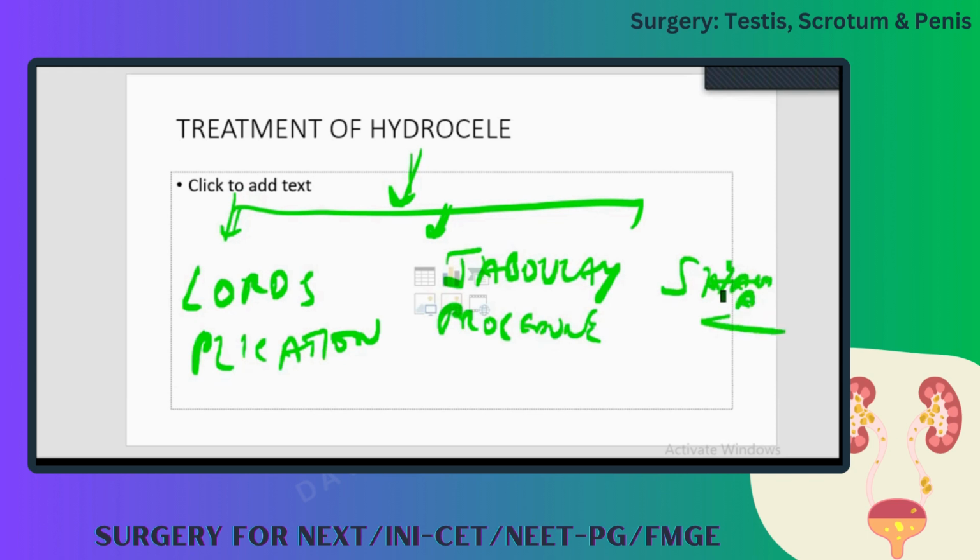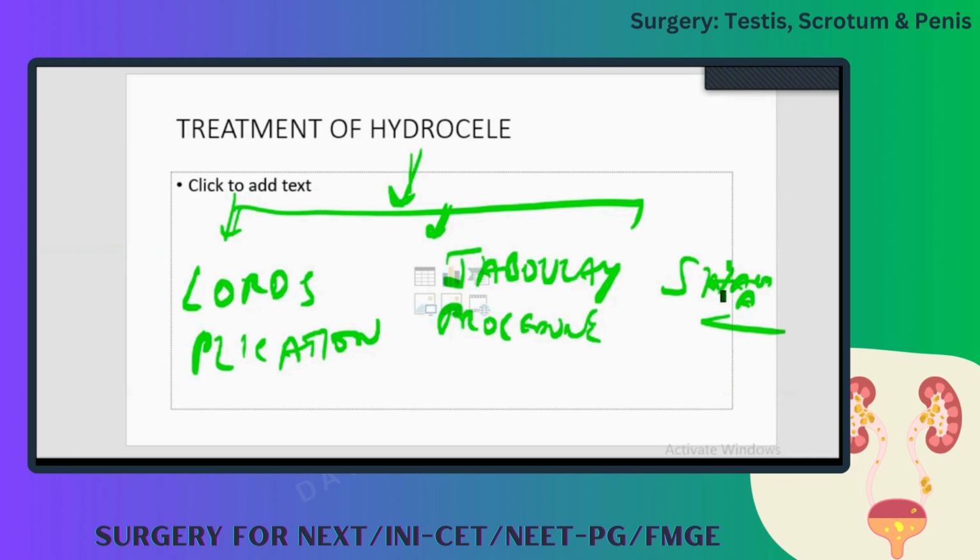One is plication. What is plication? In small and moderate hydroceles, there will be a covering like this. There is swelling here, so you just plicate. You just take sutures and plicate it. It will be enough in small to medium hydroceles.